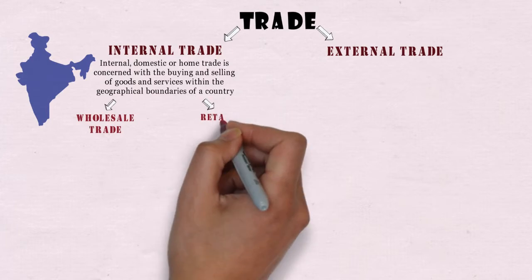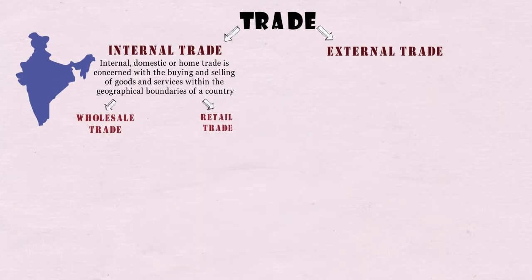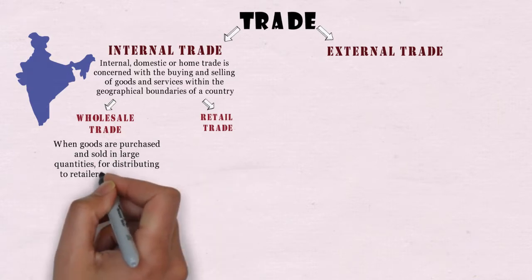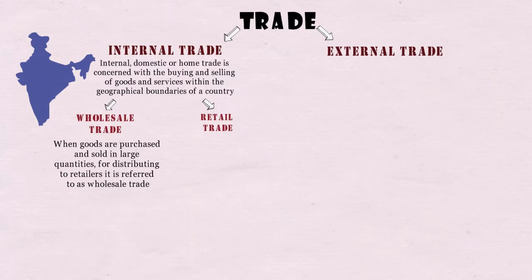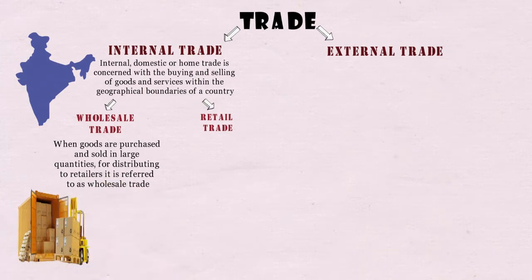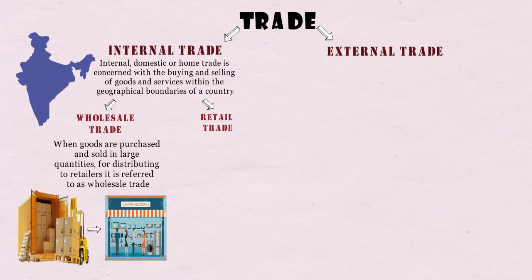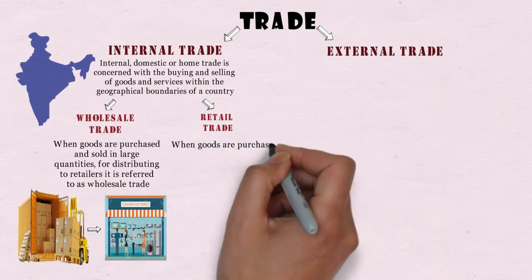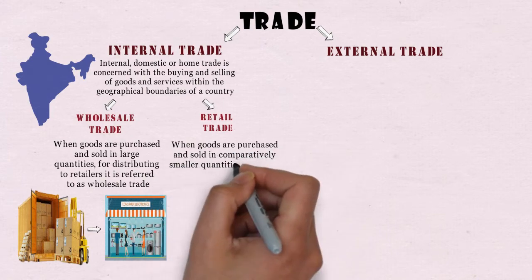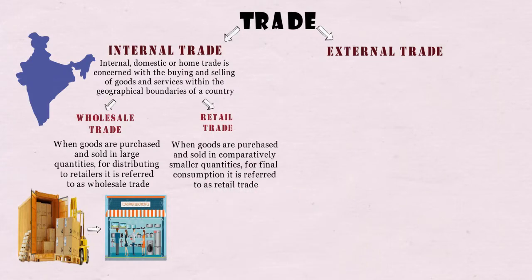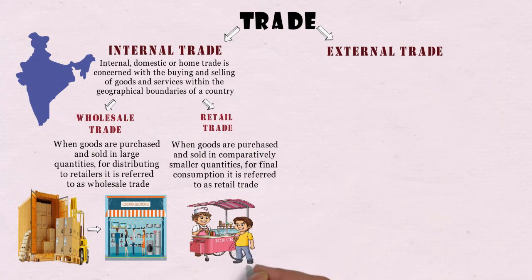Internal trade can be further classified into wholesale trade or retail trade. Wholesale trade refers to when goods are purchased and sold in large quantities, distributing to retailers. That is, wholesalers basically purchase the goods from the factory and distribute it to the retailers. Whereas retail trade refers to when the goods are purchased and sold in comparatively smaller quantities for final consumption. So retailers basically purchase from wholesalers and sell it to consumers.